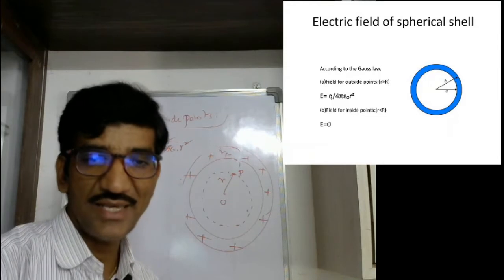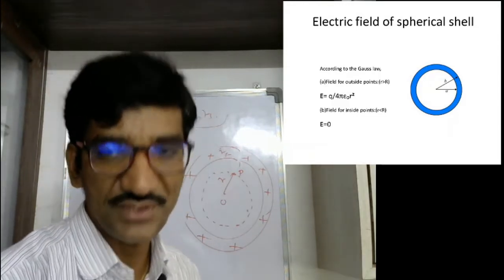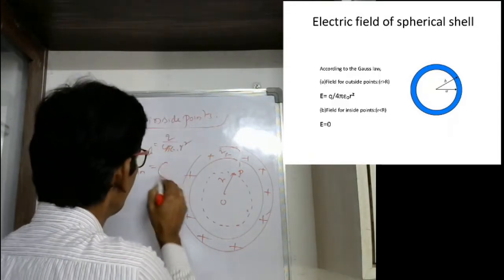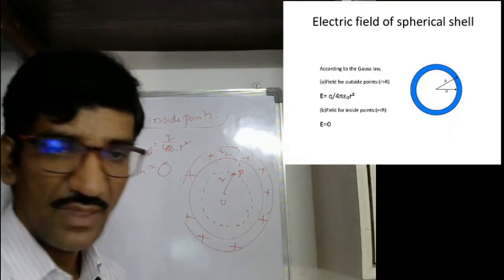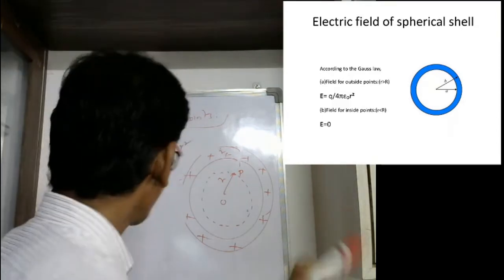How much field is there where there is no matter, no field? In case of spherical shell, this is 0. Yeah, you see on the slide.